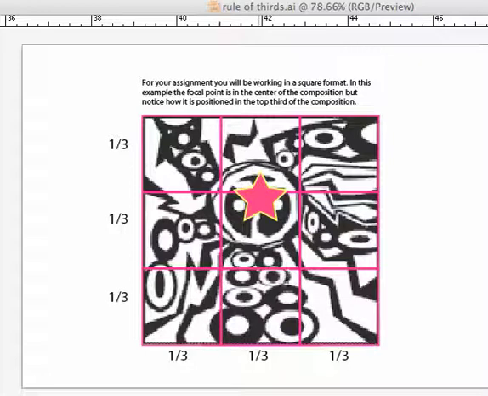And when we're working in the square, if you use the upper third sort of center the way this one is, you'll probably have some good compositions using asymmetrical balance.